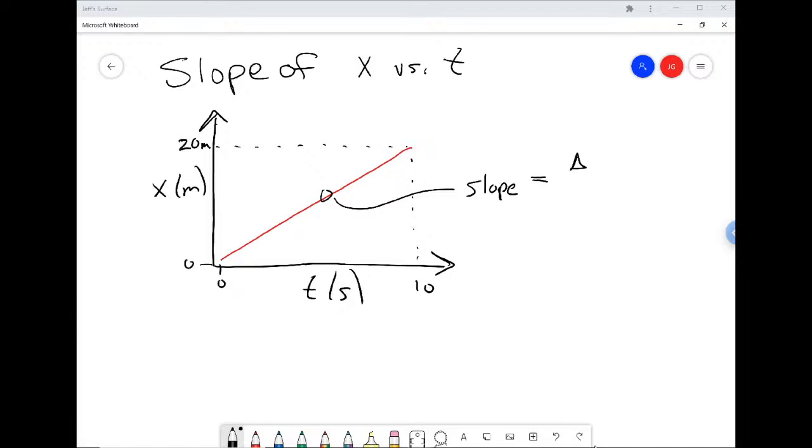Slope is change in whatever's on the y-axis divided by the change in whatever's on the x-axis. So maybe that's not the best way to say it here because x is on the y-axis, but the convention is vertical is y-axis, horizontal is x-axis. So in this case, that would be change in x over change in time.